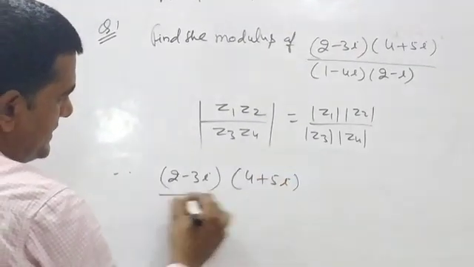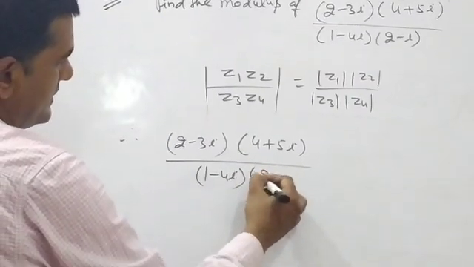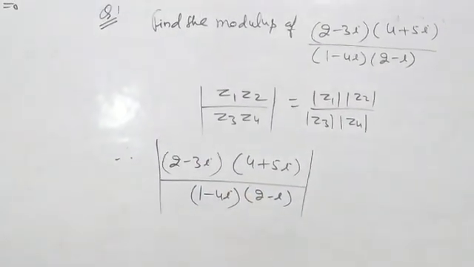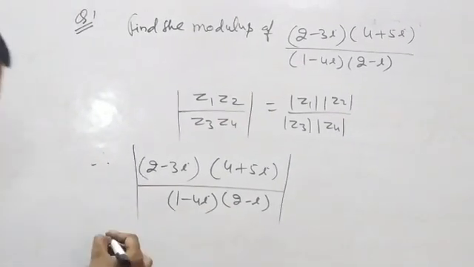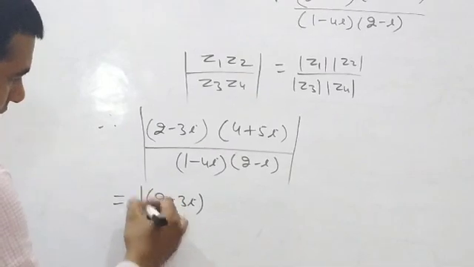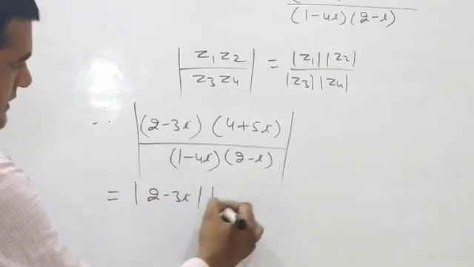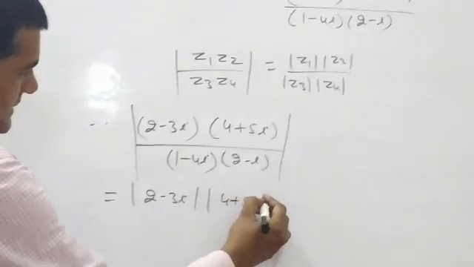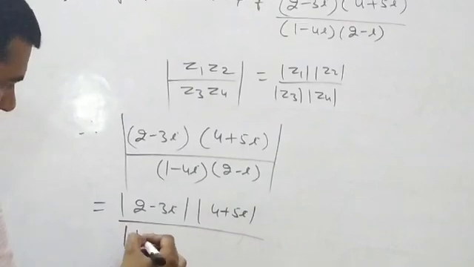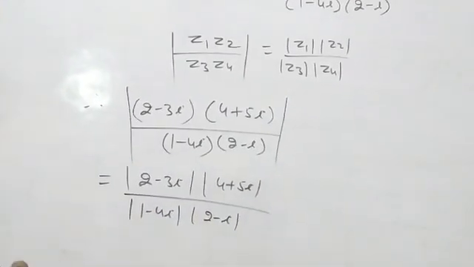Now see here, therefore the mod of (2 minus 3i) into (4 plus 5i) whole upon (1 minus 4i) and (2 minus i). Here is the whole mod. Understood? Now we can write it directly as mod of 2 minus 3i into mod of 4 plus 5i whole upon mod of 1 minus 4i and mod of 2 minus i.